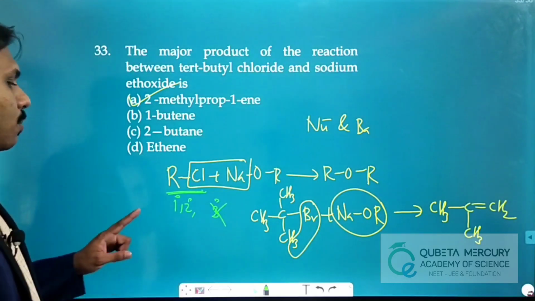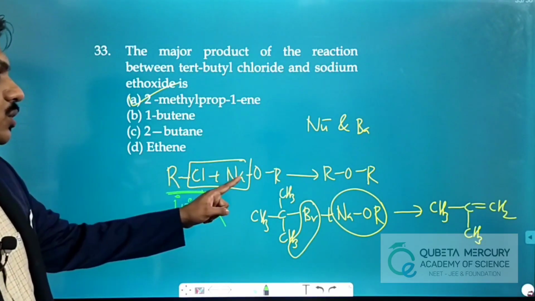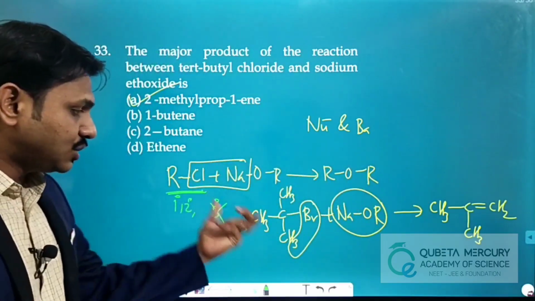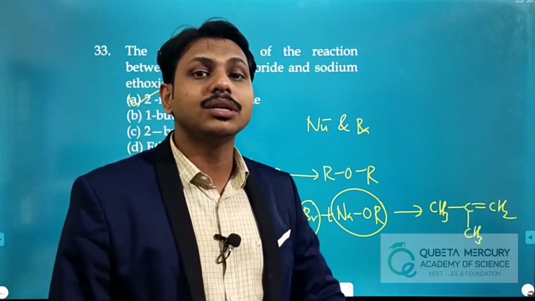Remember, normal alkyl halide reacts with sodium alkoxide by SN2 mechanism, while tertiary alkyl halide gives alkene by beta elimination mechanism.